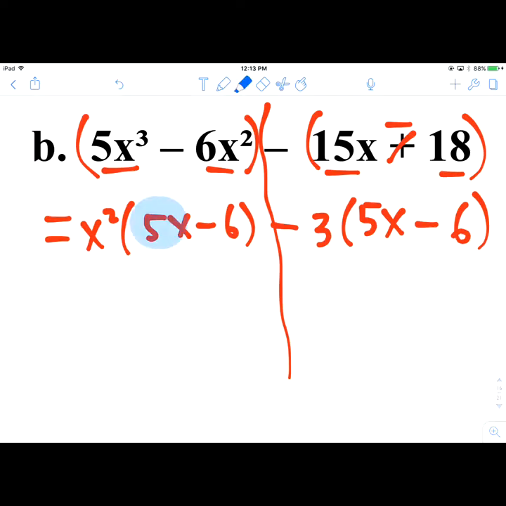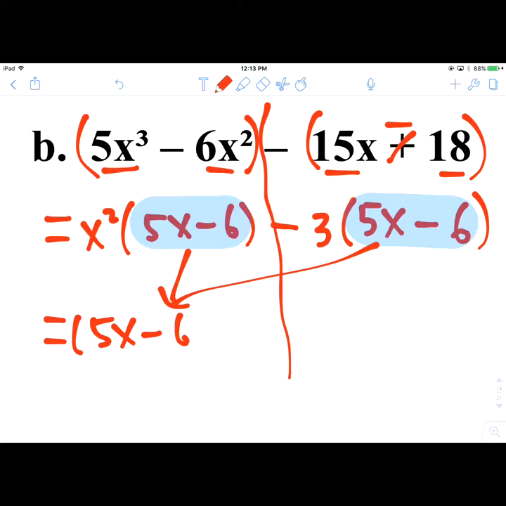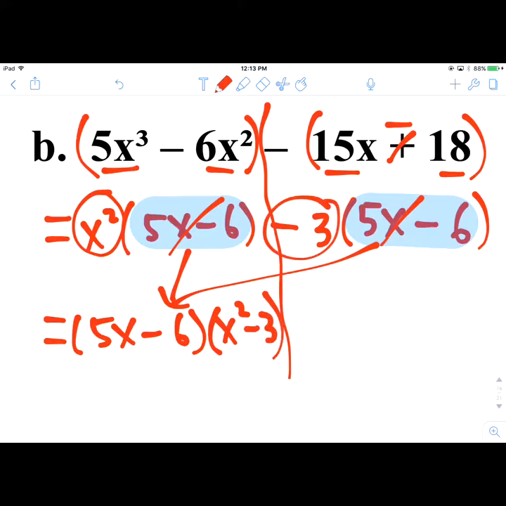And once again, magically, these two parentheses look exactly the same. So we're going to factor out the GCF one more time. So take out 5x minus 6 from both of them. And what is left is that we have x squared minus 3. So that is the complete factorization. Once again, we double check each term. It's not factorable any further. So this would be the final answer for the factorization.